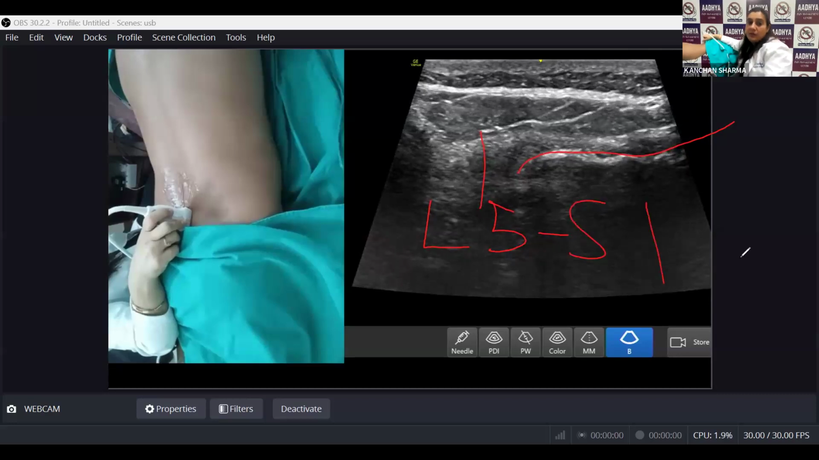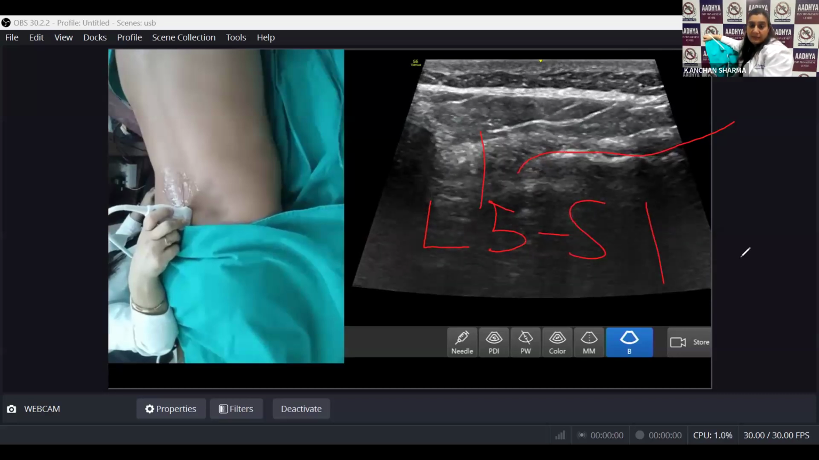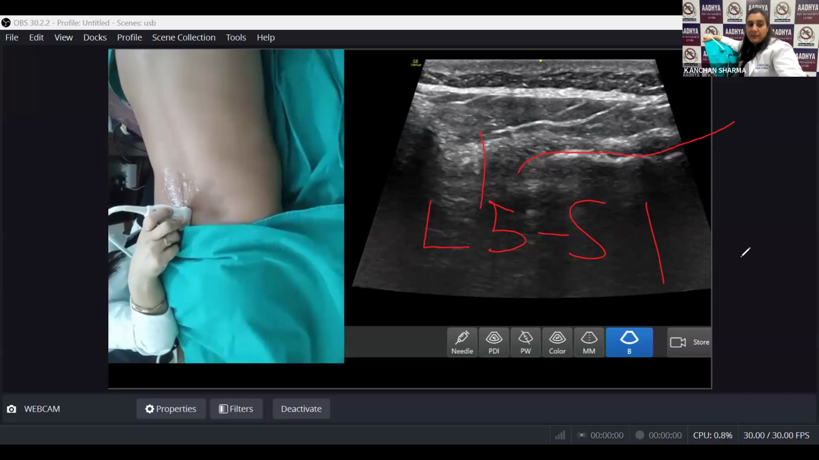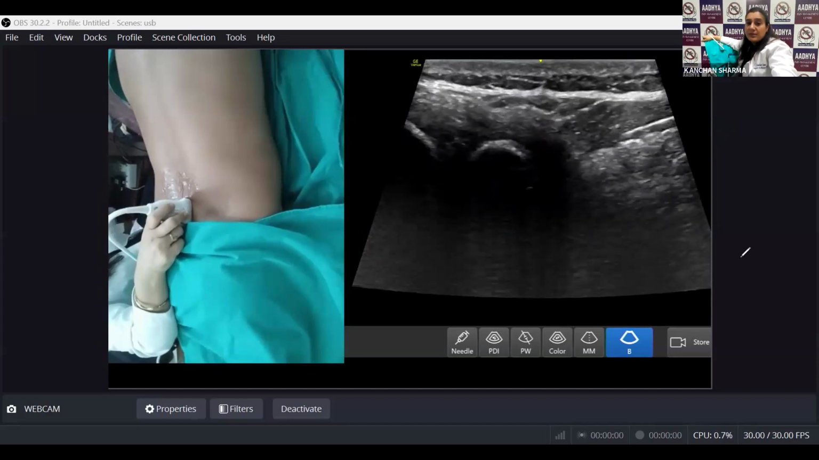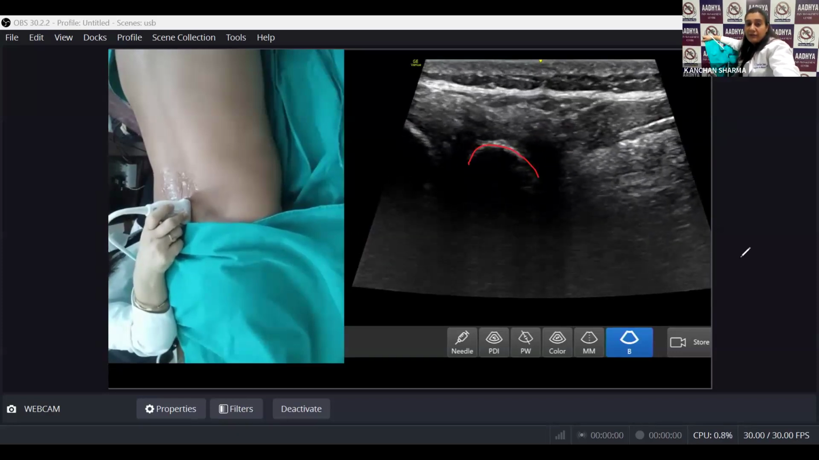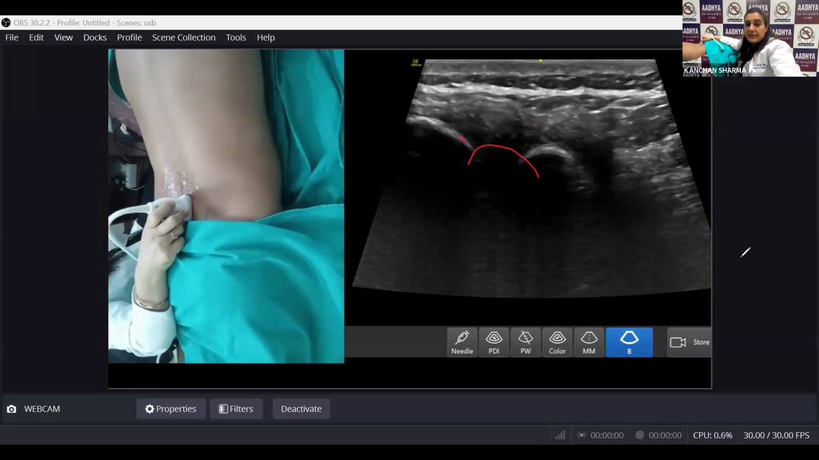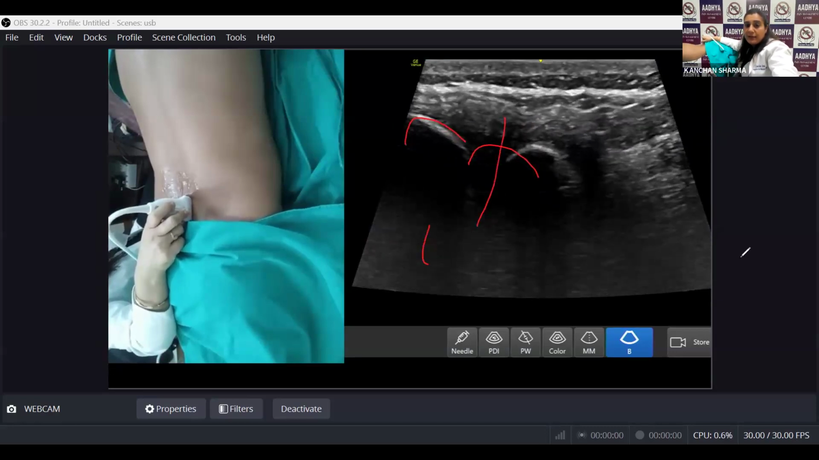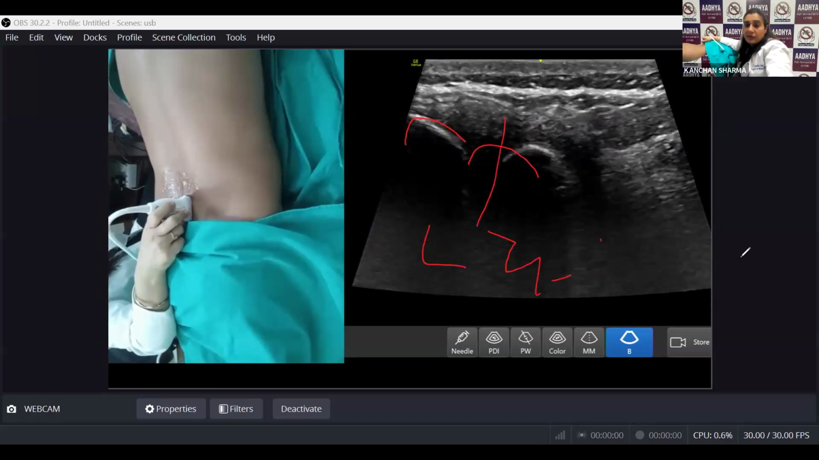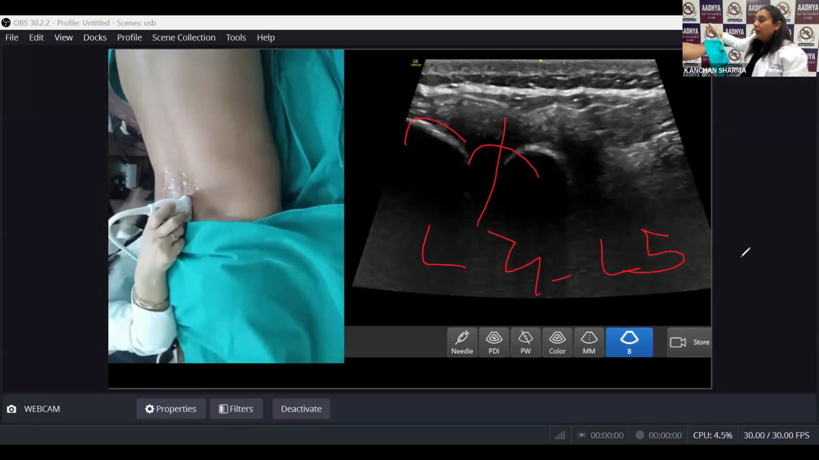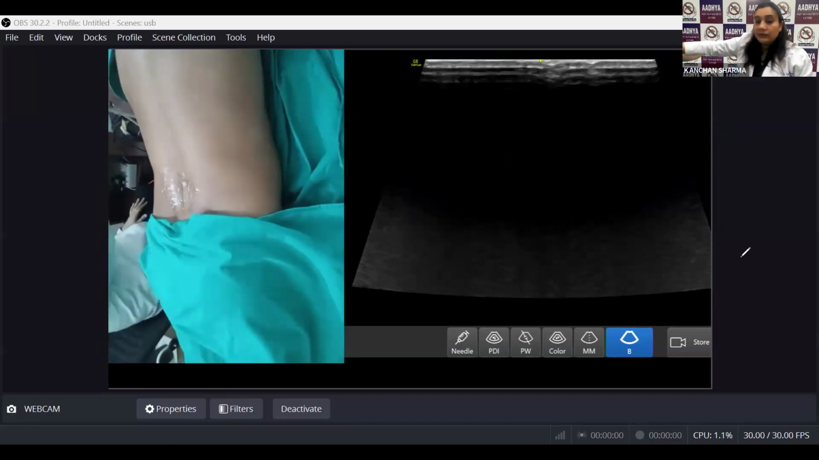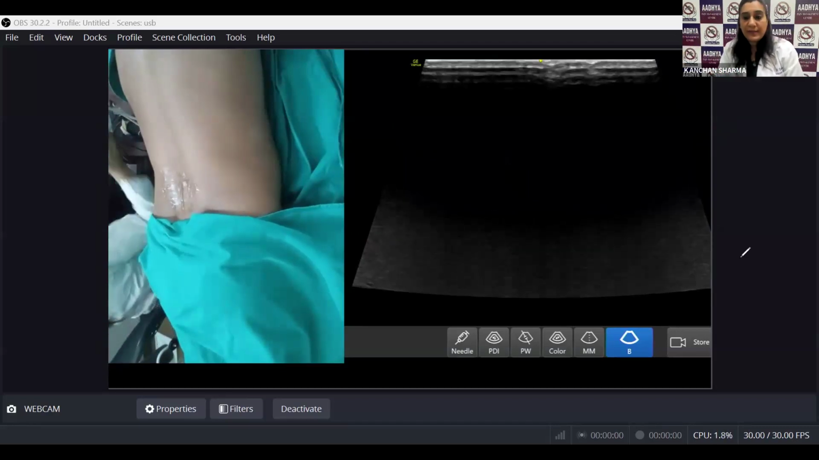L5S1 space. If you come up, you will be able to see the spinous process. So now this is L5, if I go more up, this is L4, and this space is L4, L5. This is how you can count. So that's all, I think, for the lumbar spine sonoanatomy.